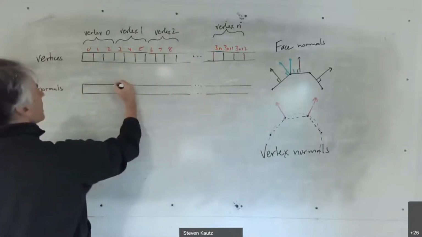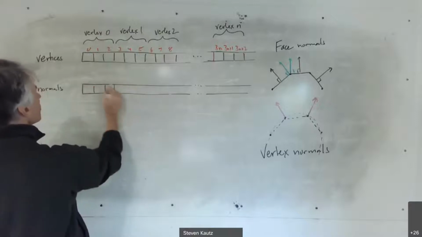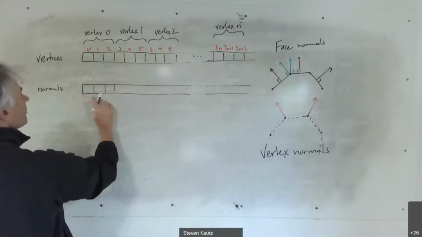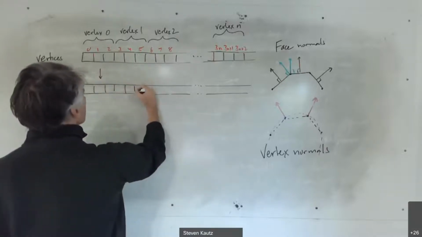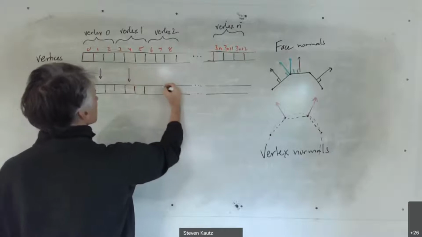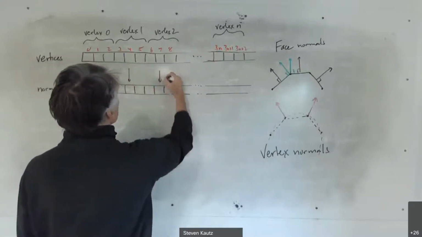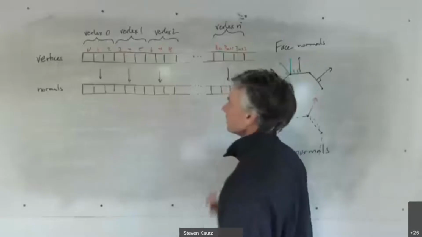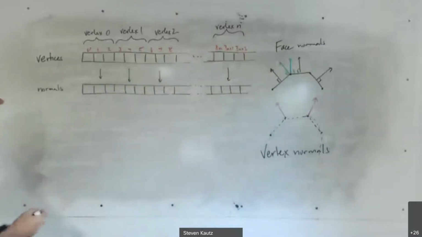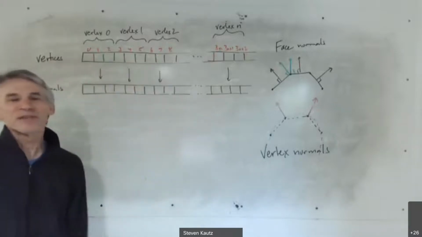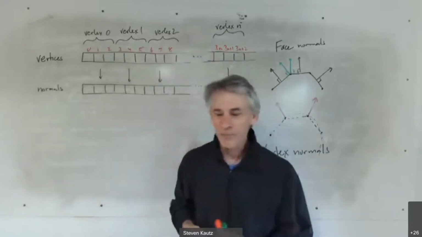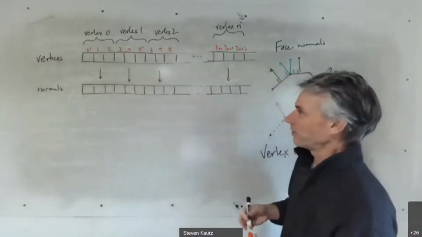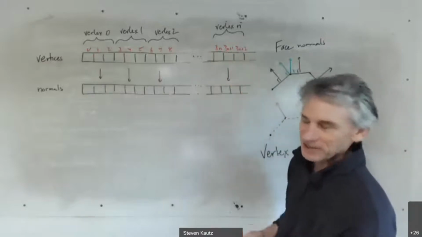Would be a parallel array where at indices 0, 1, and 2, you have the normal vector for that vertex. 3, 4, and 5, you have the normal vector for that vertex. 6, 7, and 8, you have the normal vector for that vertex. So it's a completely parallel array, and conveniently you need 3 floating point numbers to represent the vertex position and 3 floating point numbers to represent the normal vector. So these are completely parallel arrays, which is convenient because you can use the same index calculation.